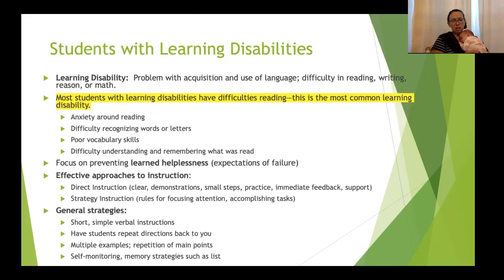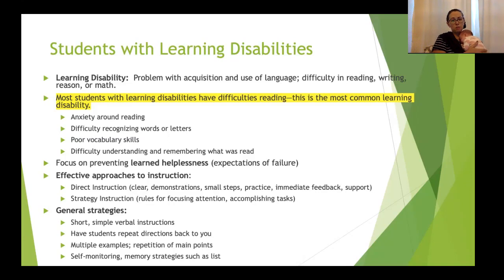We want to focus on preventing learned helplessness. This is when students expect that they're not going to be able to do it, so they just don't even try. So know what learned helplessness is. There's a couple of effective approaches to instruction. Those are listed there: direct instruction and strategy instruction. Yes, these are really good strategies for use with students with a learning disability. These are also great examples of what's good for one is good for all. These are great strategies to use with all students, not just your struggling students. So these are good ones for you to know and have in your toolbox.